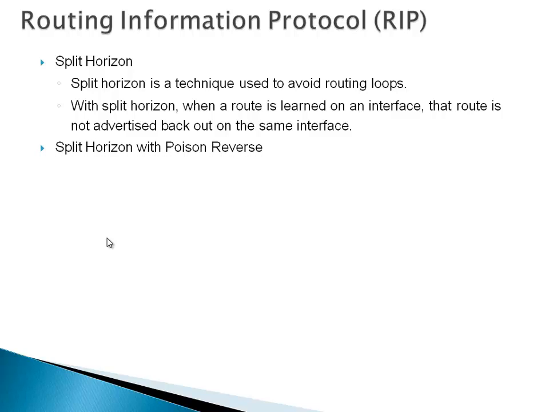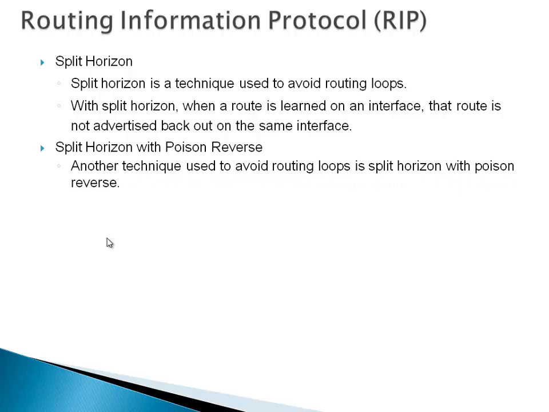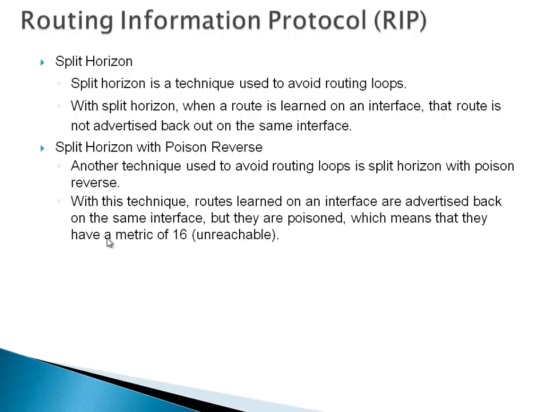Split horizon with poison reverse. Split horizon with poison reverse is another technique used to avoid routing loops. With this technique, a route learned on an interface is advertised back on the same interface, but it is poisoned, which means it has a metric of 16, unreachable.